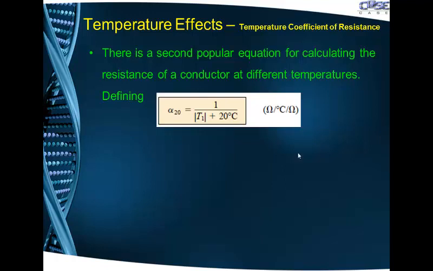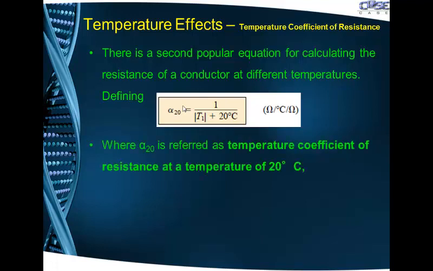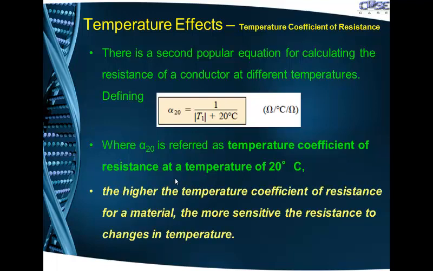So how can we use this parameter, temperature coefficient, to compute the value of resistance at different temperatures? Let's see how this parameter is used. Alpha 20 is referred to as the temperature coefficient of resistance at a temperature of 20 degrees centigrade. So this 20 indicates the temperature of 20 degrees. The higher the temperature coefficient of resistance of a material, the more sensitive the resistance is to changes in temperature.